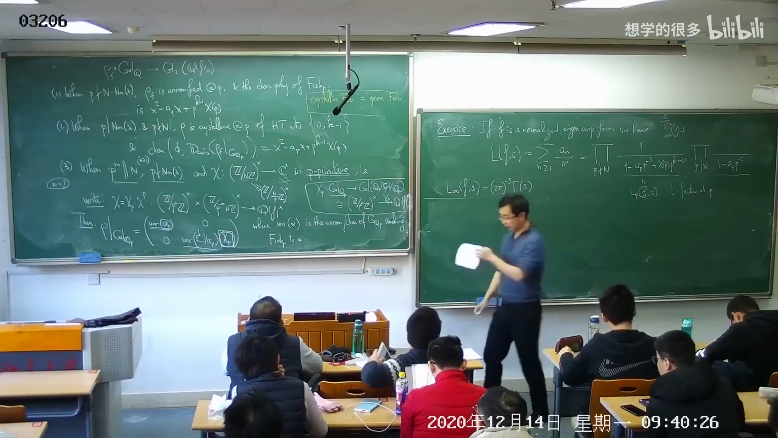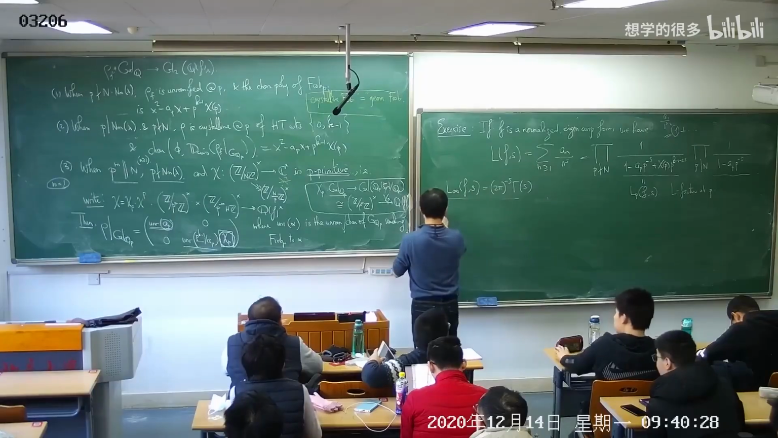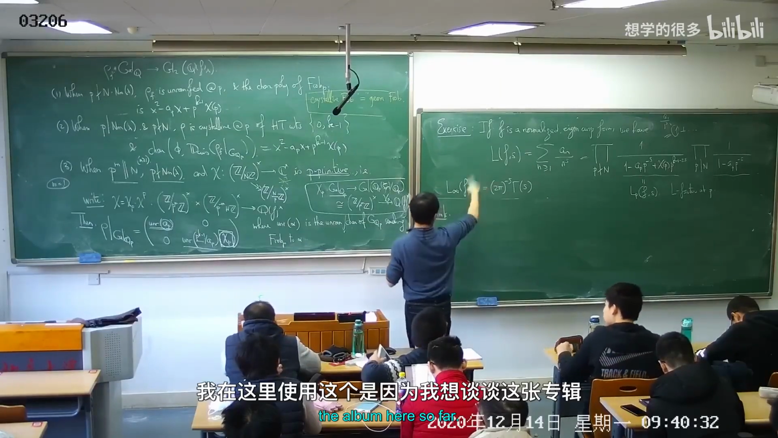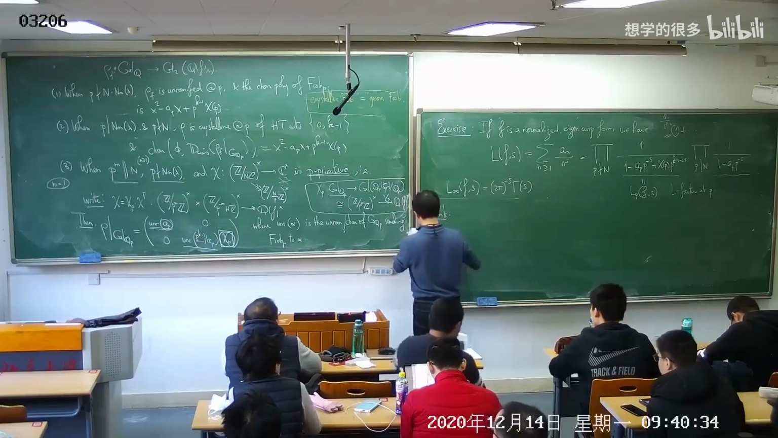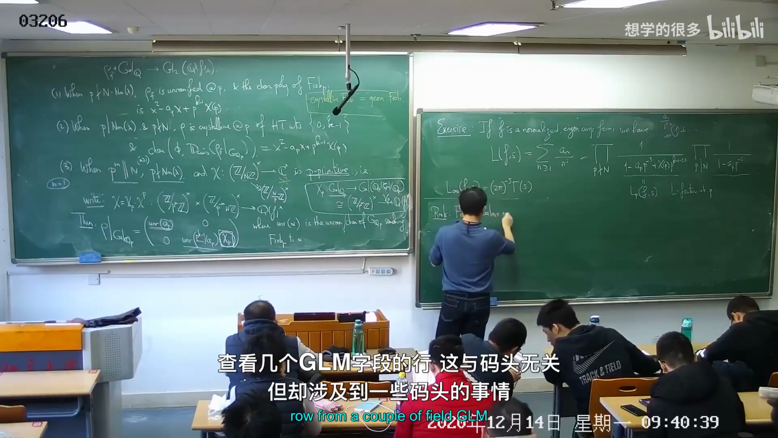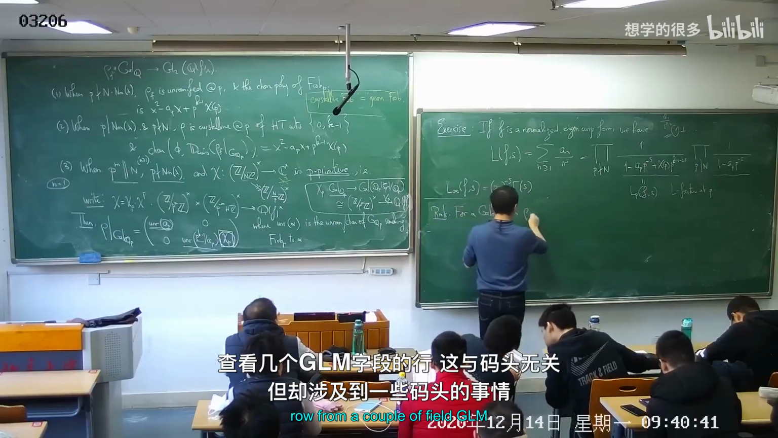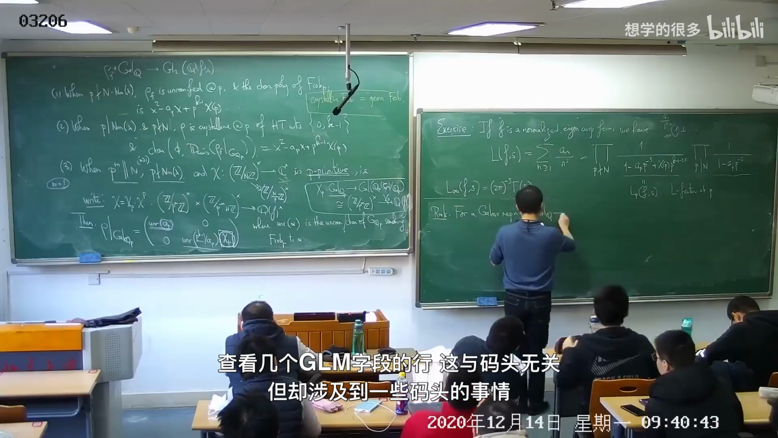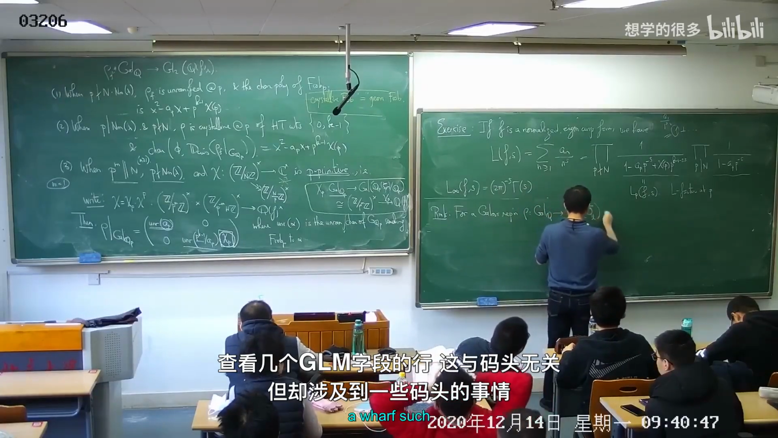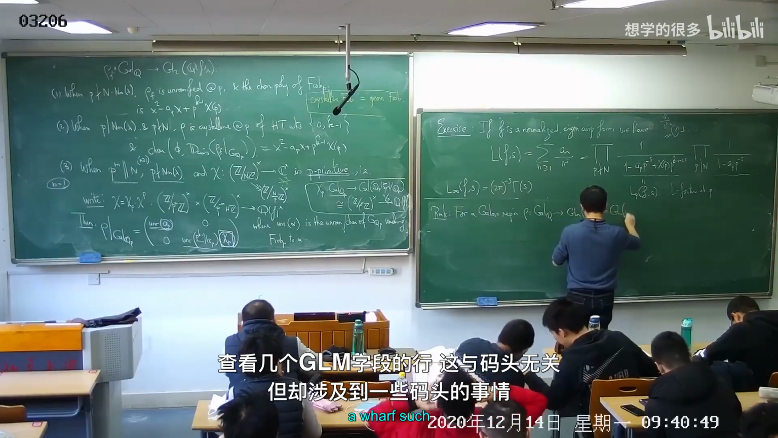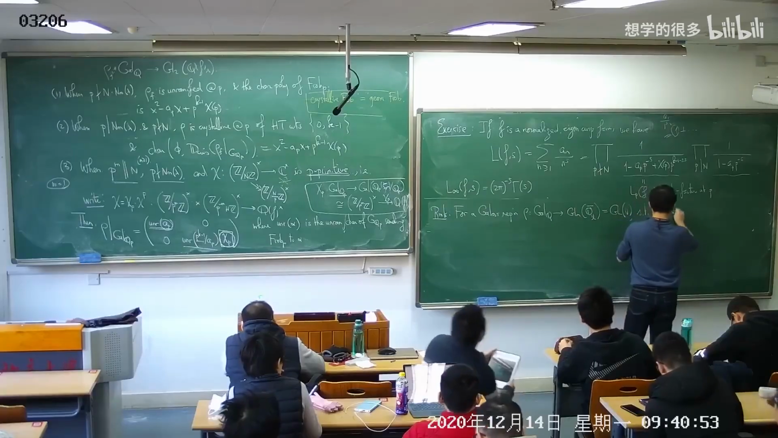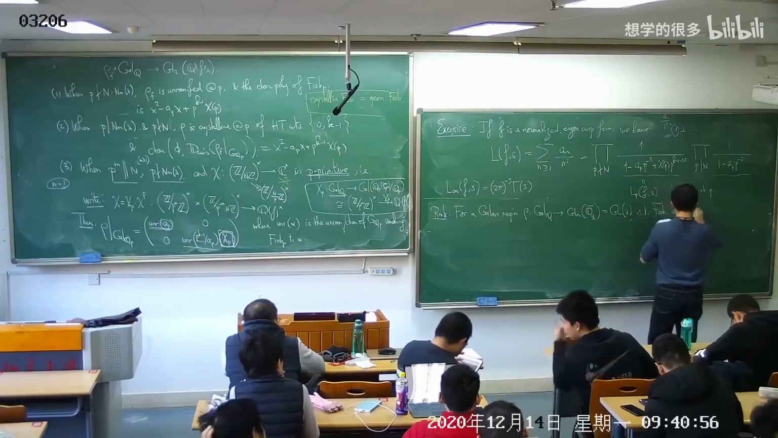Let me make a remark. I didn't erase it because I want to talk about the alpha here. So for a Galois representation rho from G_Q to GL_n(Q_l bar), such that for various values the traces are algebraic.